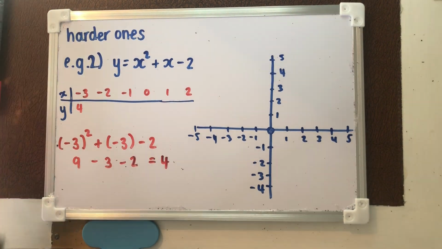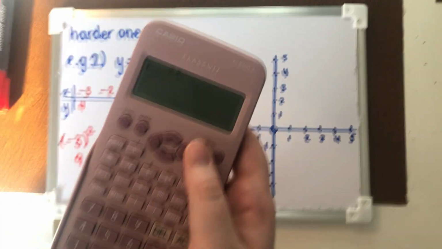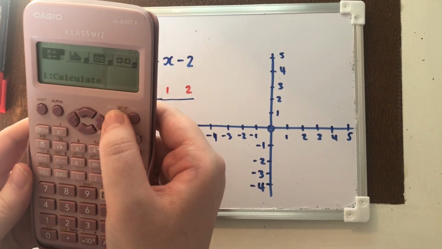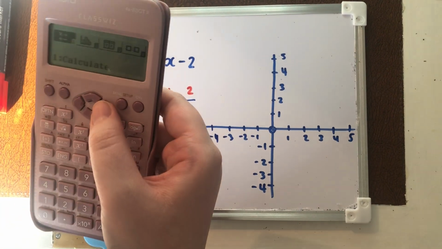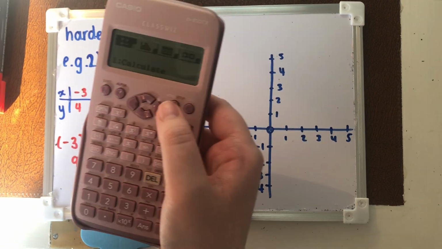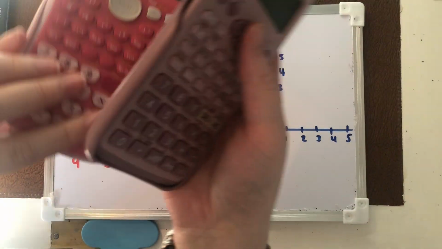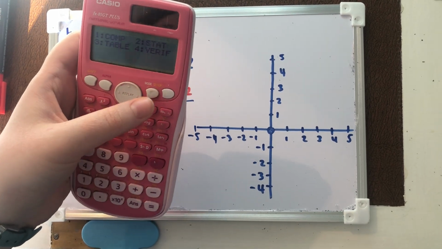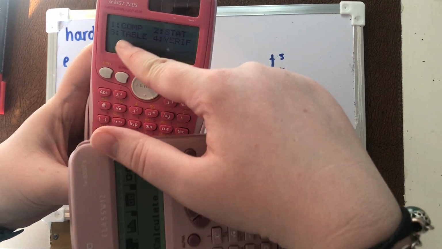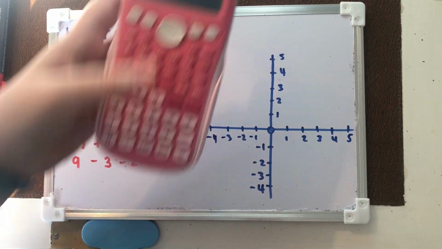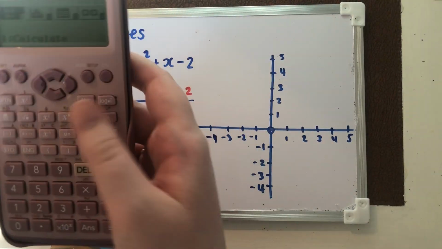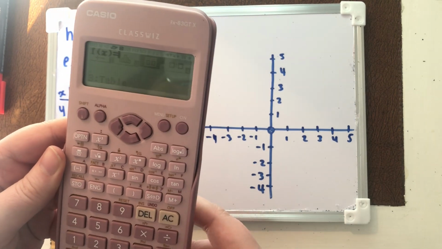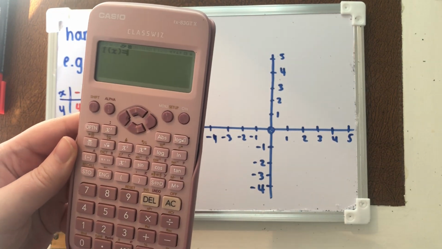Okay, so how to do it on a calculator. First thing you need to do is change the mode that the calculator's in. If you've got a calculator that looks like this one, maybe not pink, click mode and then 3, that will be the table one. If you've got this one, again, just go to table, which is 3, and click equals. Then it will say f of x.